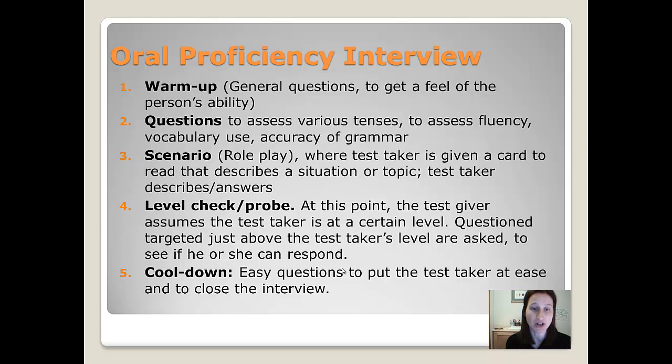Then there's always a break in the middle where it's a scenario. They have different situation cards, and they give that to the test taker. The test taker reads it, in English or in their native language, then describes the situation or topic, and just gives a monologue describing the situation or answering the question.